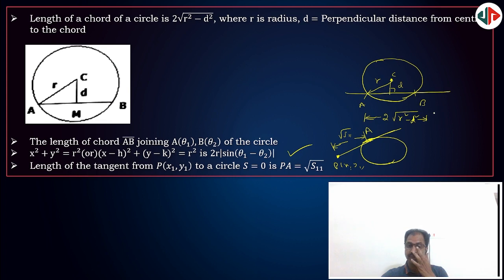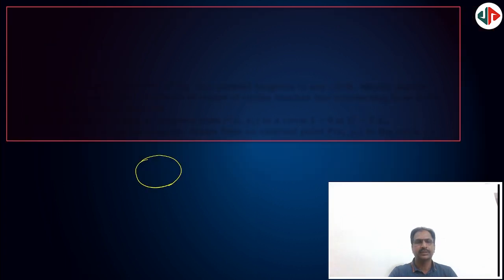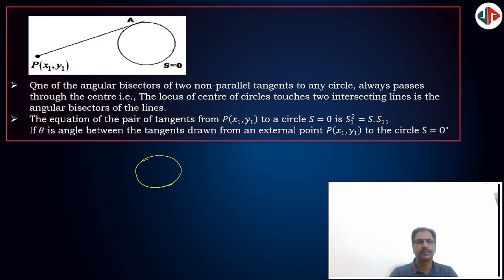2 root of r square minus d square is length of the chord. Root of S11 is length of the tangent. So what is the definition of length of tangent? The distance between the point P where the tangent is drawn to the point where the tangent touches the circle, this PA distance is known as length of the tangent, which is root of S11. Okay. So let us discuss the next point.